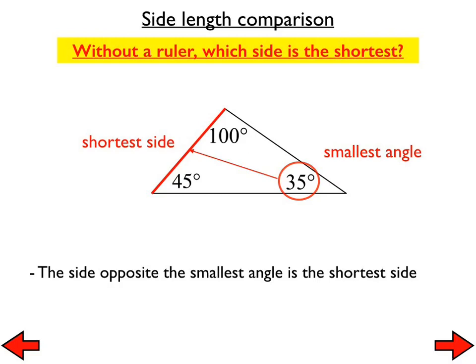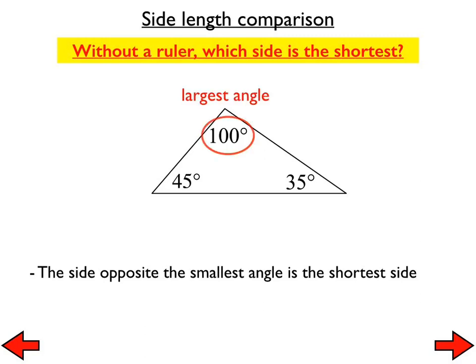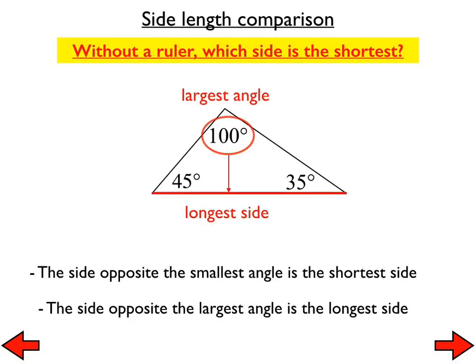And some of you should be probably adding these types of things to your notes. Now, I also asked you to find the longest side. Well, as it turns out, since 100 degrees is the largest angle, the side opposite that has to be the longest side.